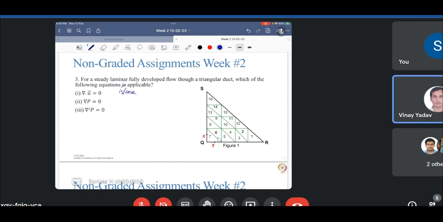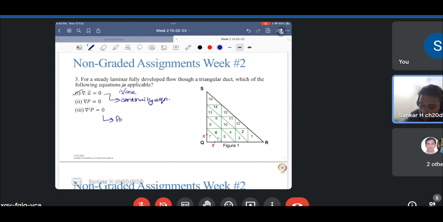First and third. Yeah, that's correct. Basically, first is because this is just the continuity equation, which has to be valid because this is a mass conservation equation. And the third equation is known as the Poisson pressure equation, Poisson's equation for pressure. And del P is not necessarily equal to 0. It should be equal to a constant for a fully developed flow. So second option is wrong. First and third are correct.